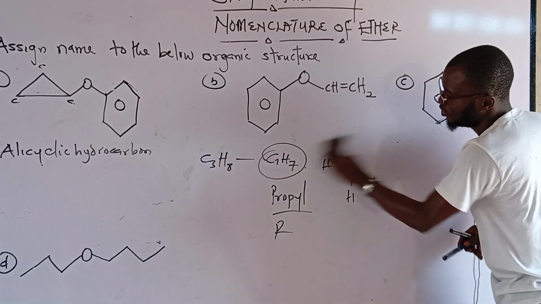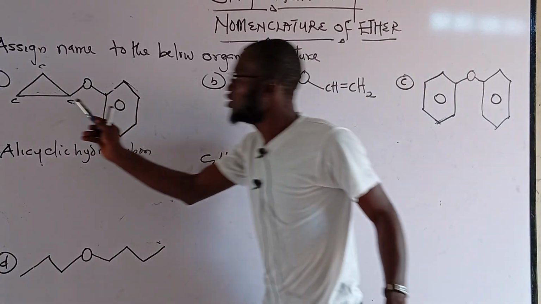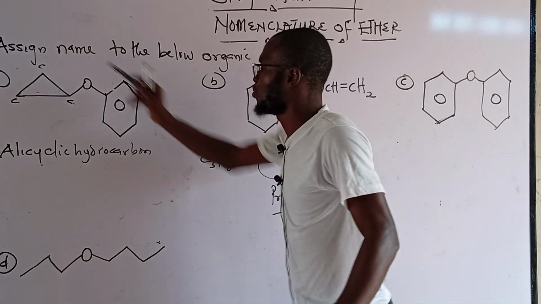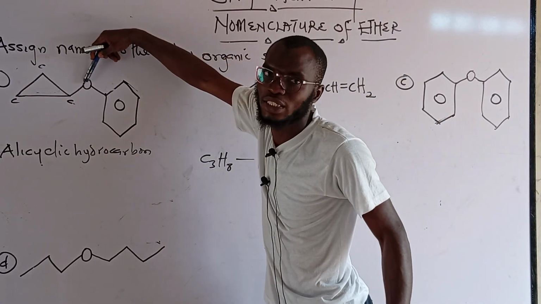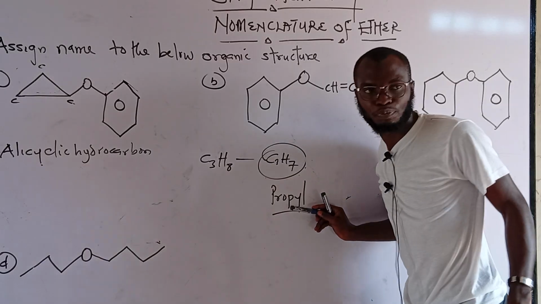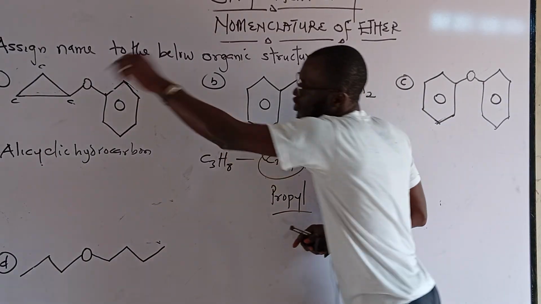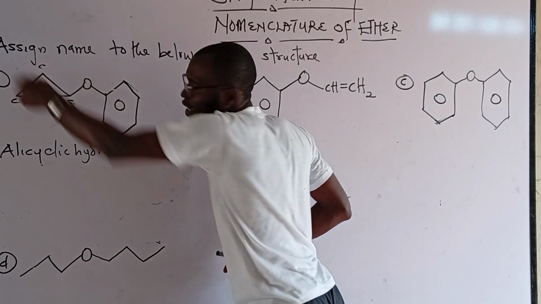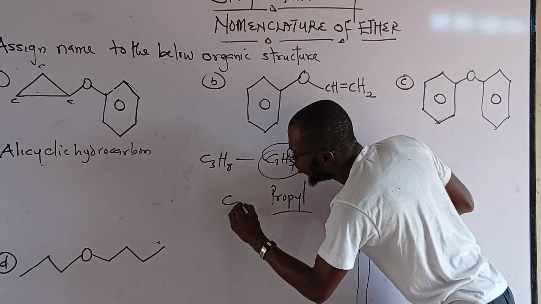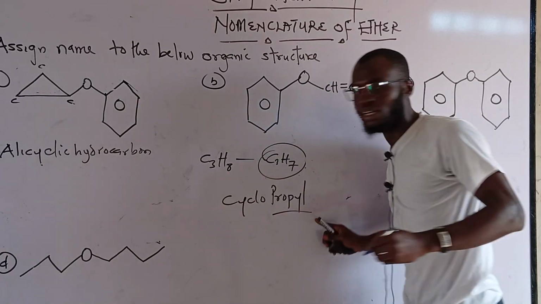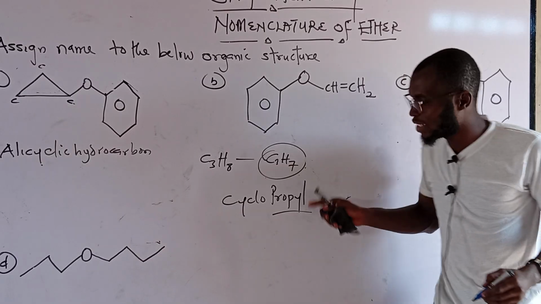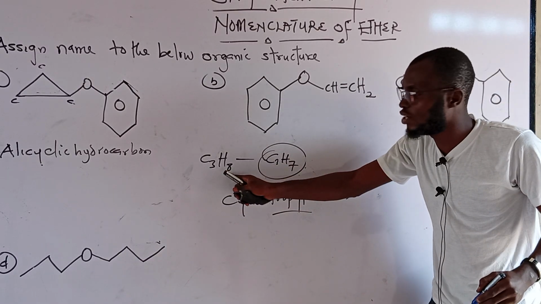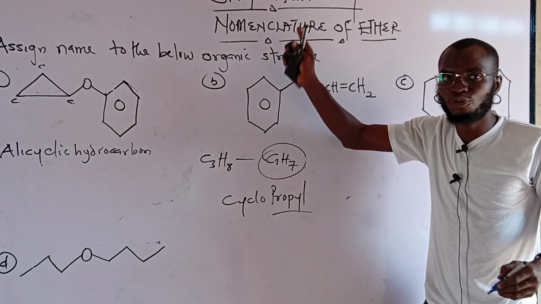So now, due to how many hydrogen that are supposed to be there, it should be 8, but they have removed one, replaced it with this ether. That means this one is propyl. Then since the arrangement is cyclic in nature, we call it cyclopropyl. Are we together? It's supposed to be cyclopropane. I said they have removed one hydrogen.